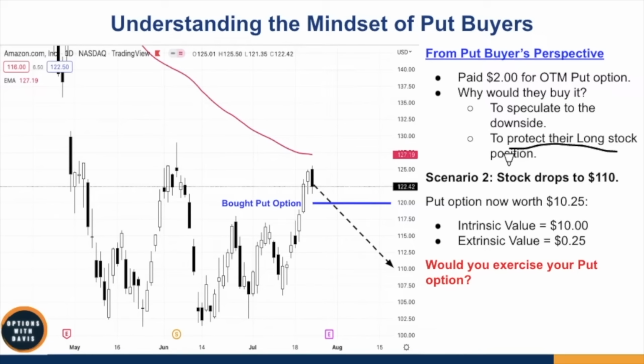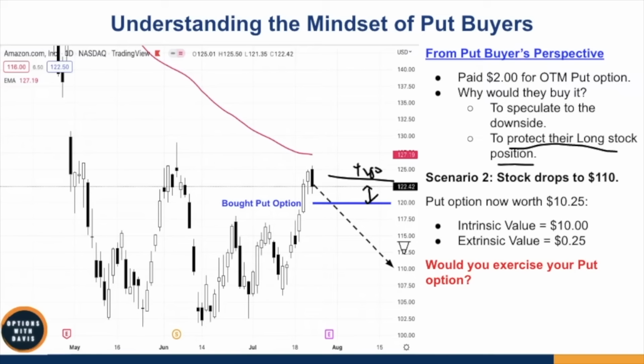Now, you might be asking, what if you got this put option just to protect your long stock position? So you have 100 shares. Let's say maybe you bought at $125, right? So you got 100 shares down here. So at this point of time, let's say it drops to $110. Would you want to exercise this option and then you just take the loss at $120? Would this make sense to you?